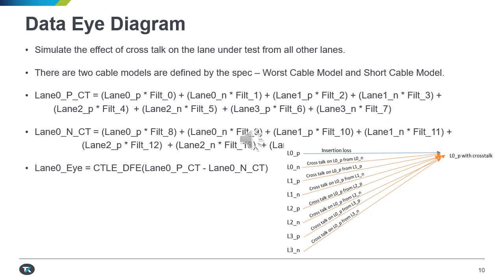Crosstalk effect for data eye diagram. The crosstalk from the non-target lane is applied using acquisitions for each lane and applying the crosstalk transfer function derived from the channel models. Please note that there are two cable models defined by the spec, worst case cable model and short cable model. Then these are summed with the target lane waveform after the differential insertion loss and rendered into one waveform for analysis. The equalization is applied to the resulting summed waveform. Here are the equations for these cable models.